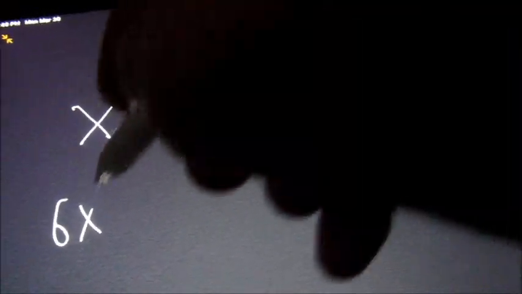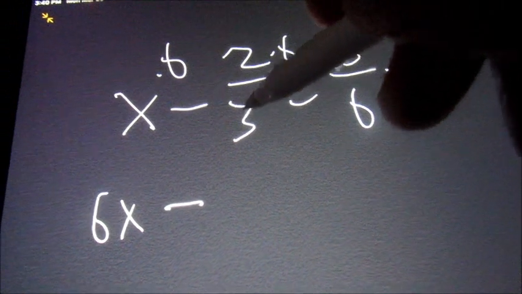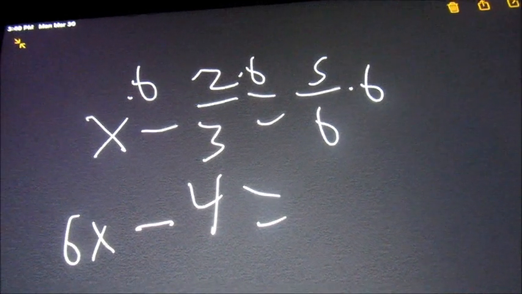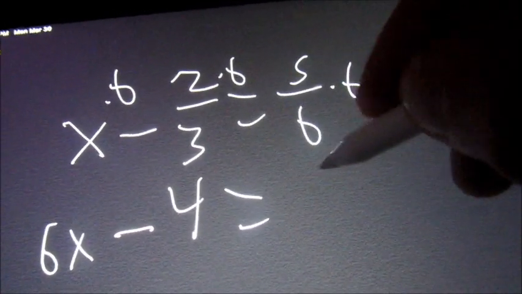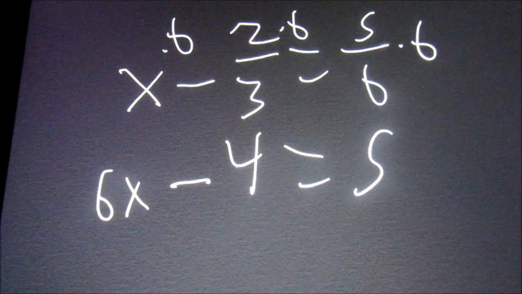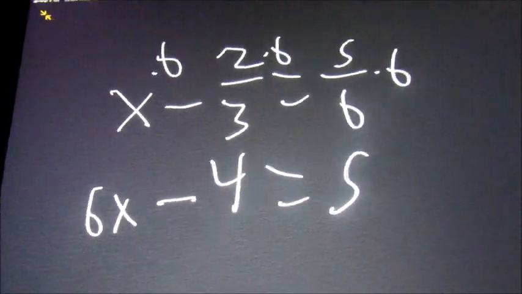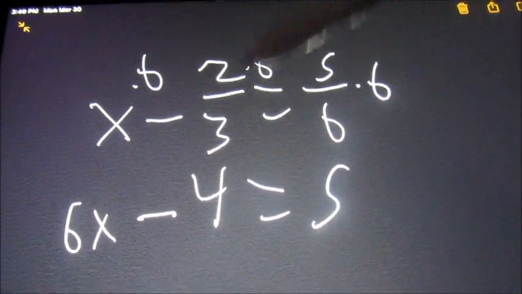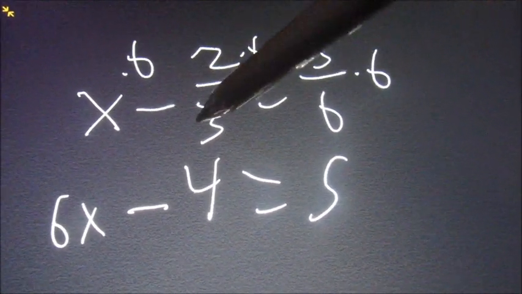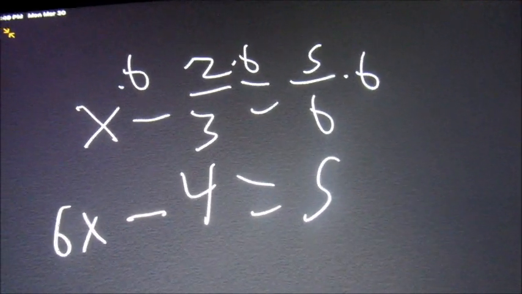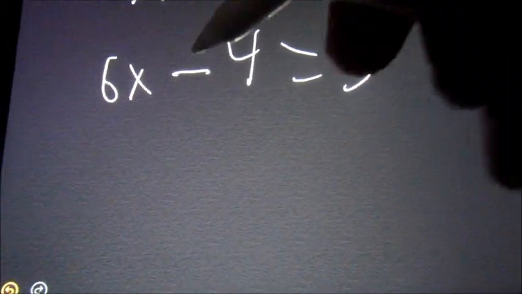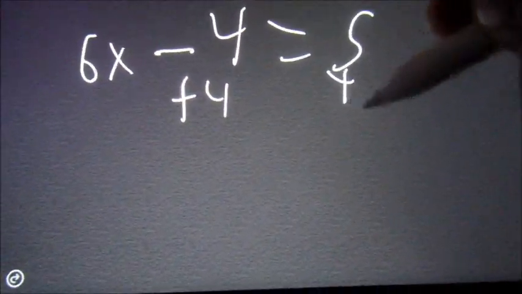So that means 6 times x is 6x minus 6 divided by 3 is 2 times 2 is 4 equals 6 divided by 6 is 1 times 5 is 5. The reason I do this division first is because the whole point of doing this is to get rid of the fraction. And we're multiplying by a number that the denominator will divide into, so that there are no more denominators. So now to solve, I'm going to add the 4 to both sides.